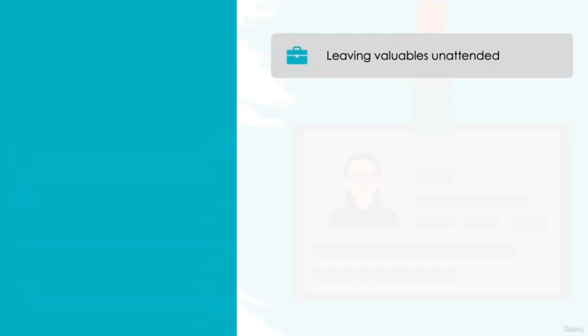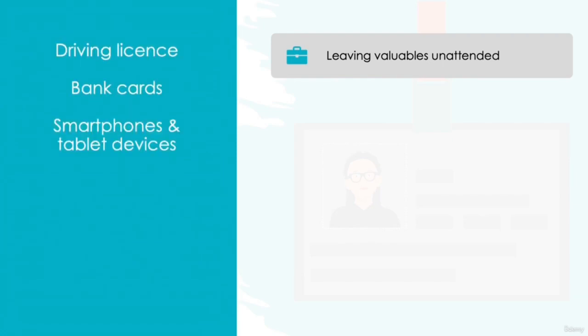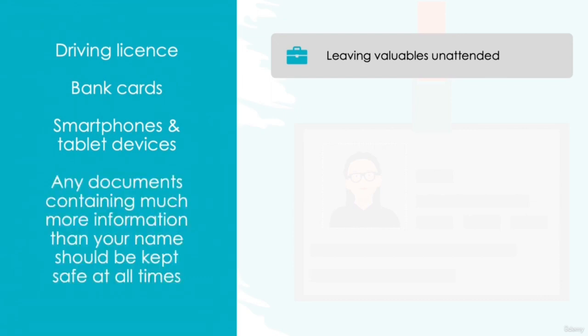Leaving your valuables unattended. Do you leave your bag or your rucksack in a cloakroom or under the desk? If so, are there any items in there which contain your personal data? These items can include your driving license, your bank cards, or any smartphone or tablet devices you carry with you. When travelling especially, we can put ourselves as easy targets since we tend to carry a lot of our personal valuables with us, such as your passport or your travel documents. Remember, any documents containing much more information than just simply your name should be kept safe at all times. It's easy to forget that the everyday items we carry with us can hold so much value for a hacker.